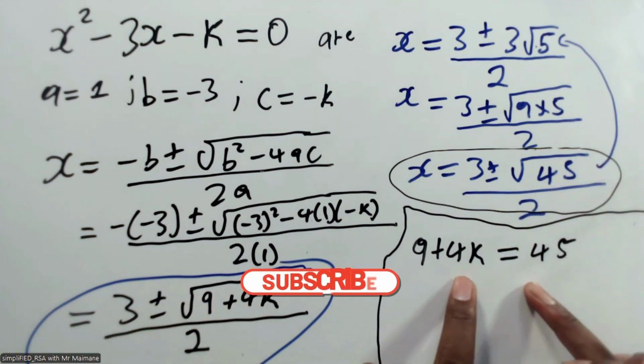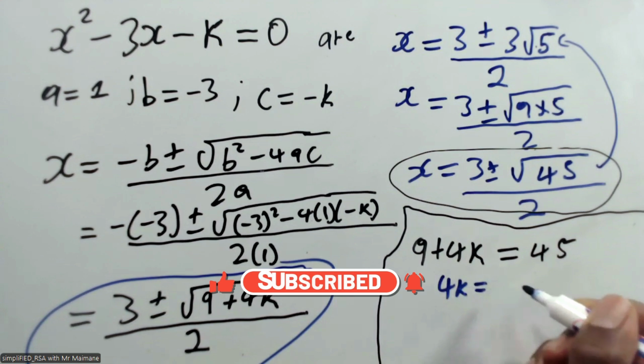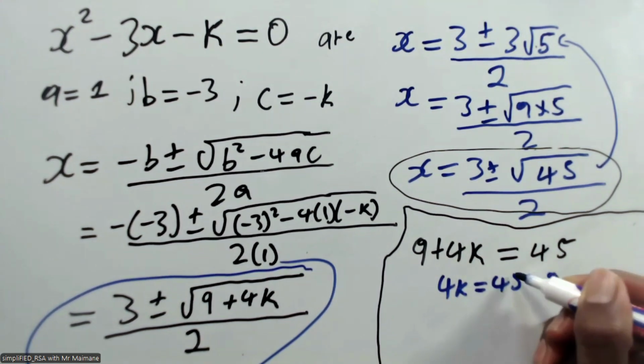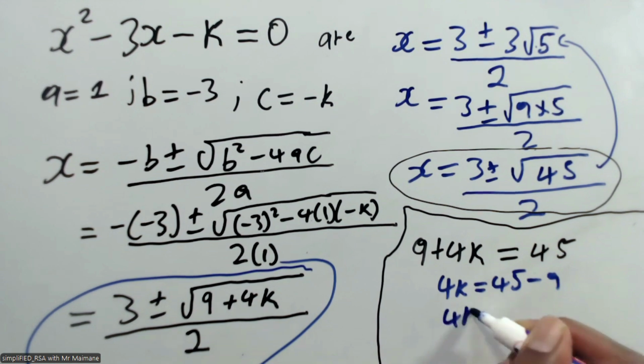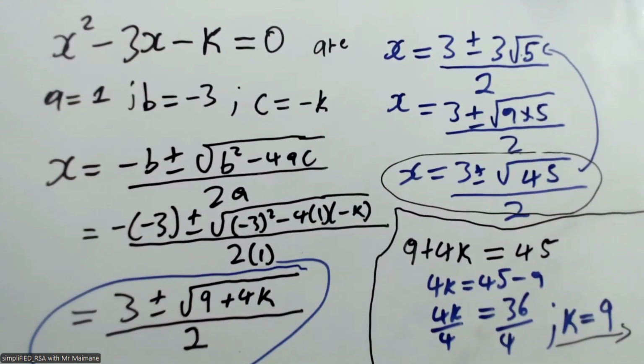And then from there, I can solve for the value of k, meaning I have 4k equals 45 minus 9. Therefore, 4k equals 36. Therefore, I divide by 4 on both sides. This means k equals 9, just like that. So that's the value of k. This question shouldn't be difficult like that.